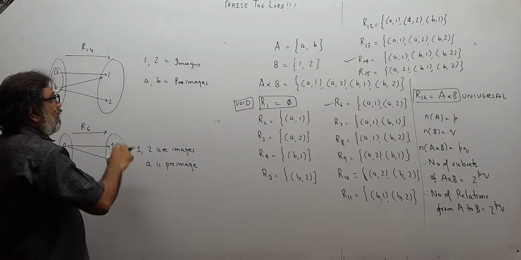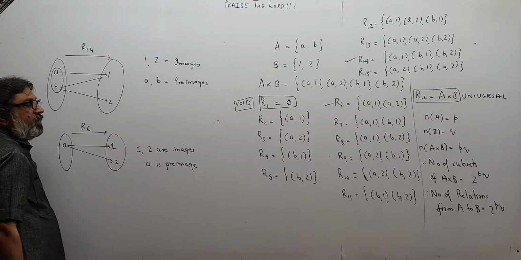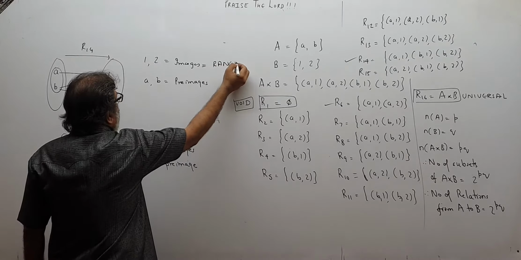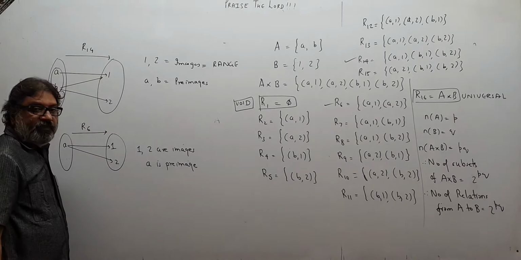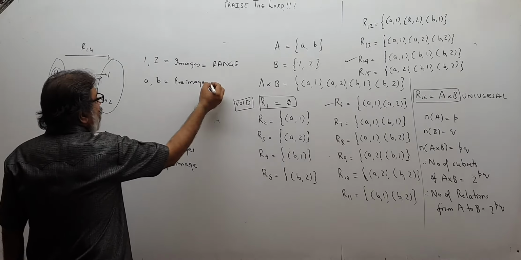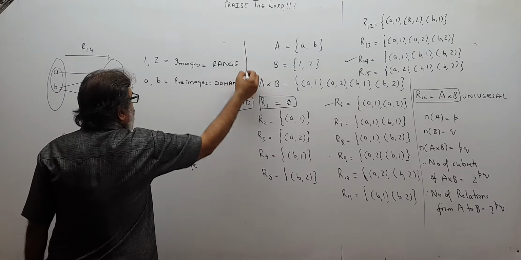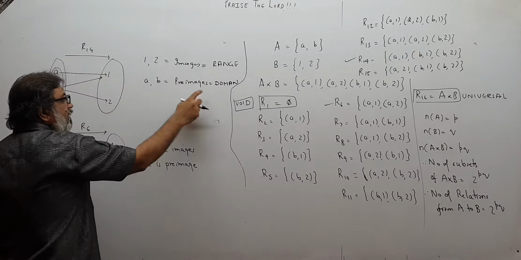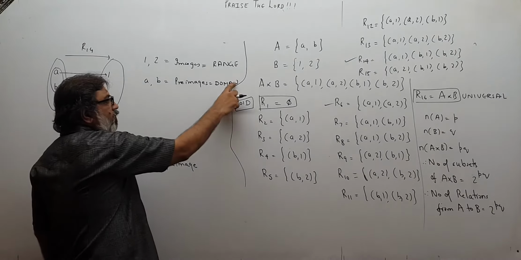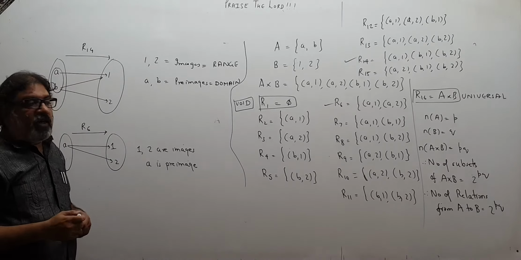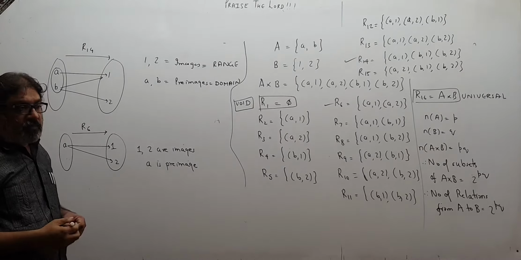So the collection of images will form the range of the relation. And this will form the domain of the relation. So I am talking about what is the range and what is the domain of a relation. Domain, D-O-M-A-I-N.